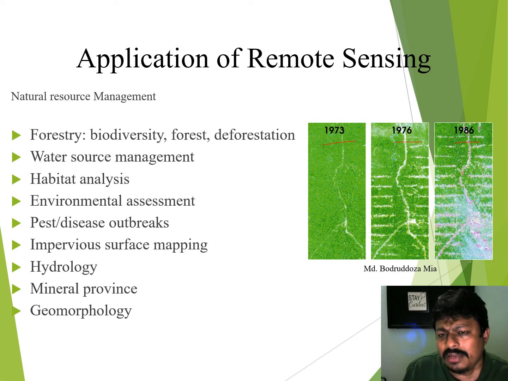Look, it is deep forest in 1973, but the forest cover is diminishing in 1976, and in 1986 it has completely diminished in these areas where settlements have been created. In the 1976 image you see some farmland has been created, which is indicated by these barren patches among the forest cover.